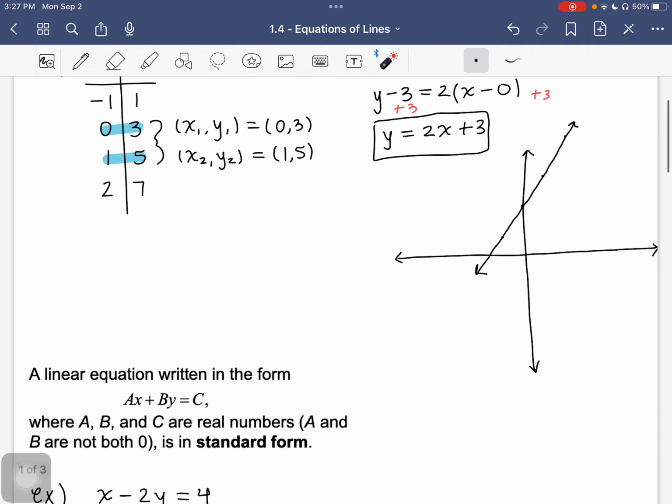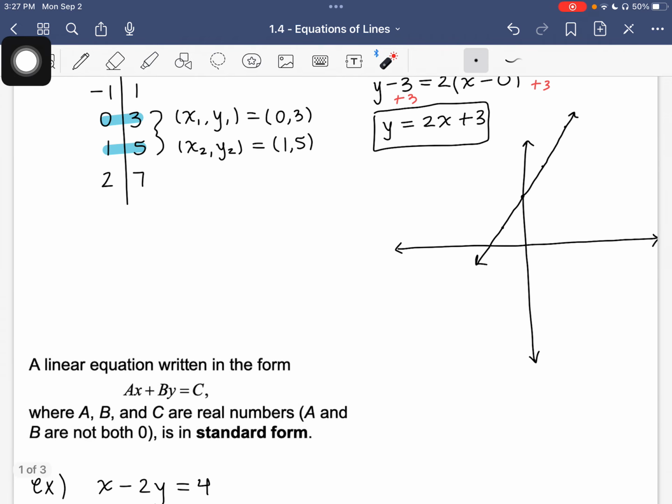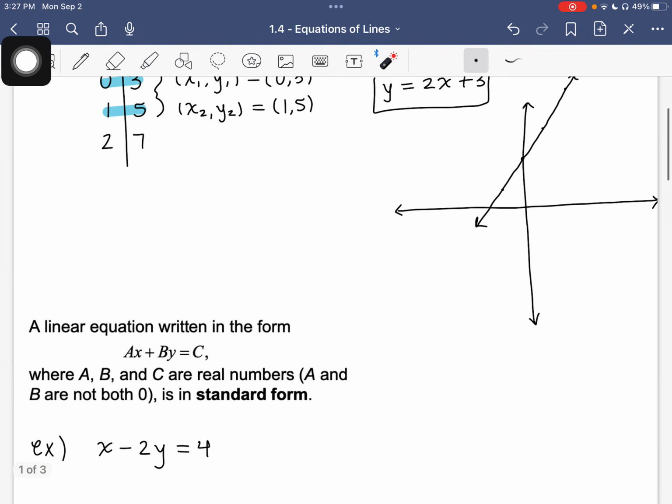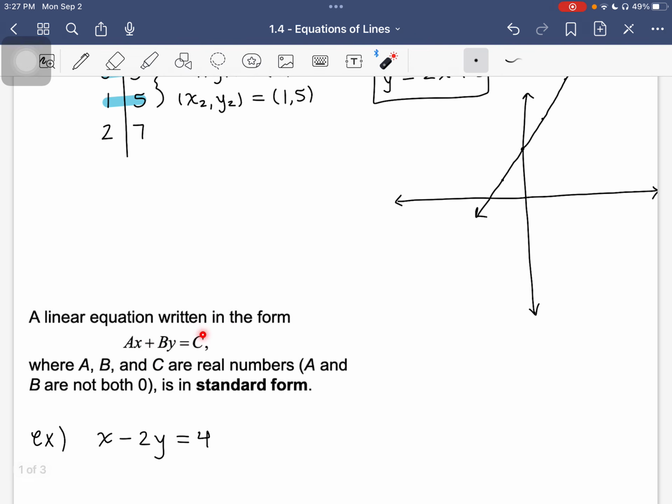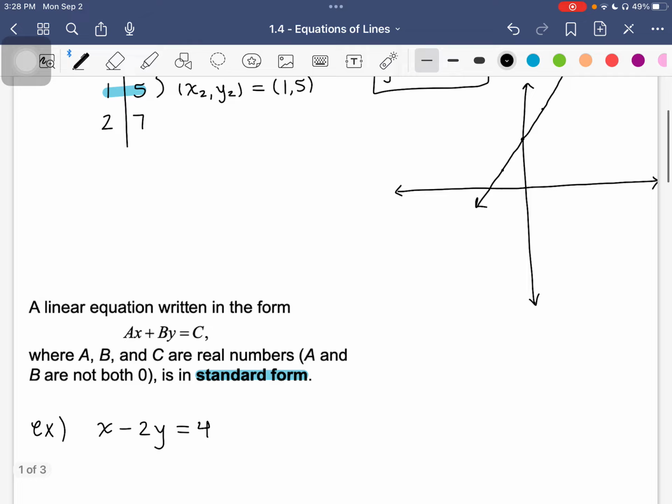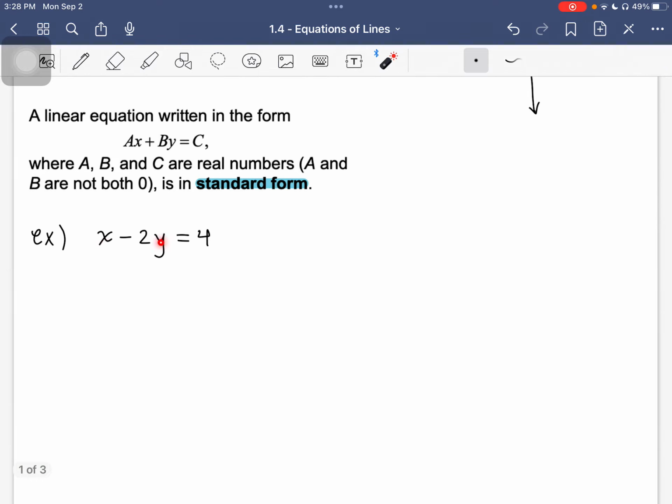All right, now we'll look at standard form. A linear equation written in the form ax plus by is equal to c, where a, b, and c are all real numbers, is in standard form. So for example here, if we were given this example in standard form, a here is just 1, our b is negative 2, and our c is 4 in this example. And let's say we wanted to graph this. The first thing that we're going to do is find the x and y intercepts. That'll help us graph this.